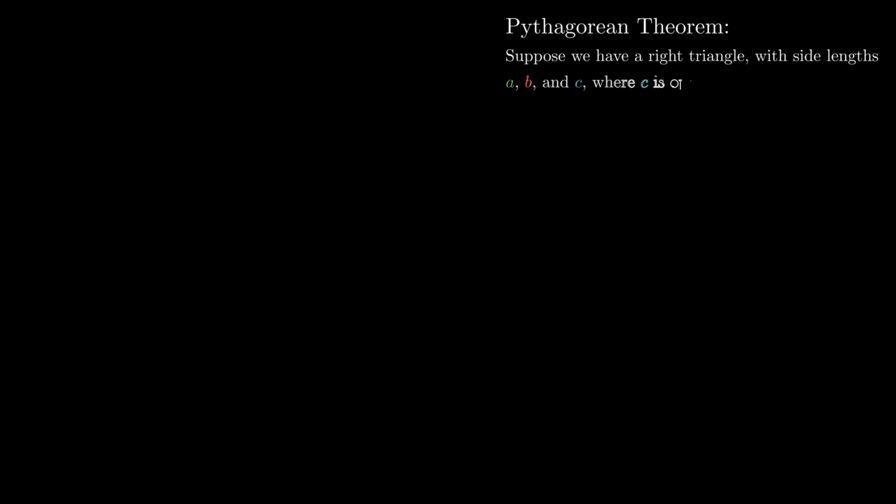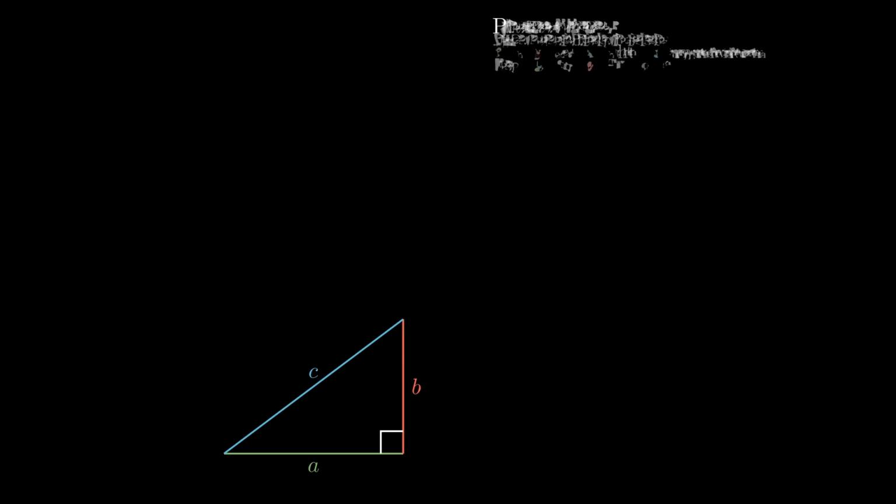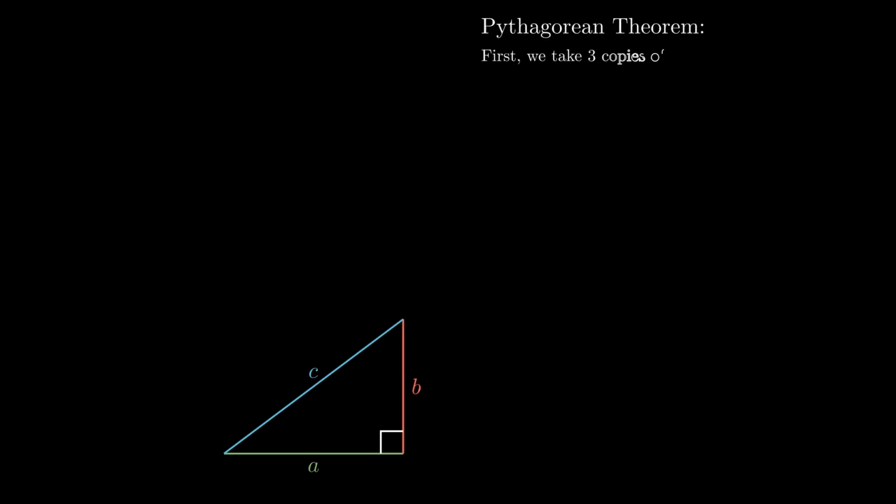Now, before we jump into the eyeball theorem proof, we first have to prove the Pythagorean theorem. Suppose we have a right triangle with side lengths A, B, and C, where C is opposite the right angle. Then A squared plus B squared equals C squared, the well-known Pythagorean theorem. To go about proving this, first we take 4 copies of our triangle and position them into a square as shown.